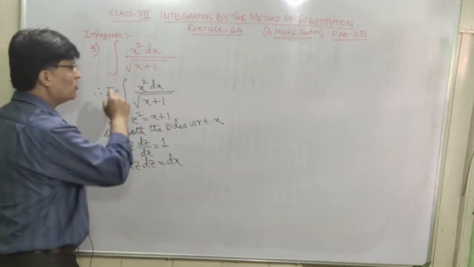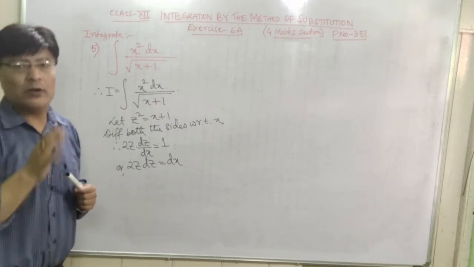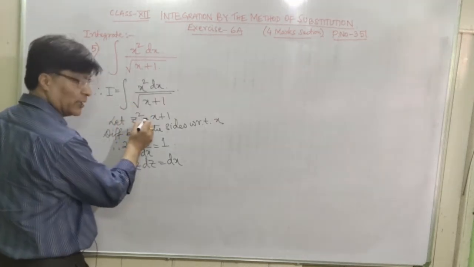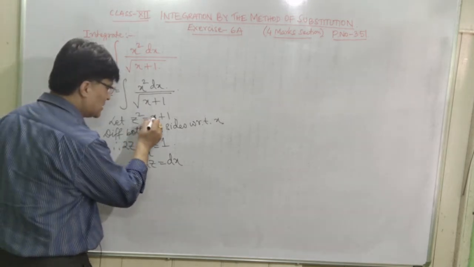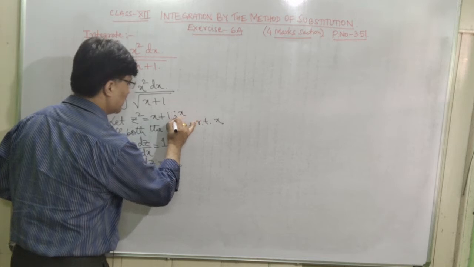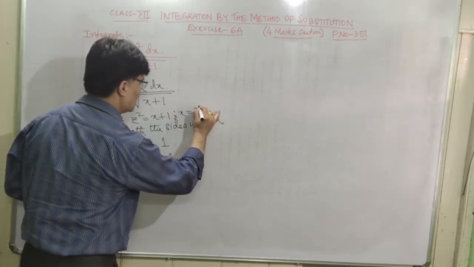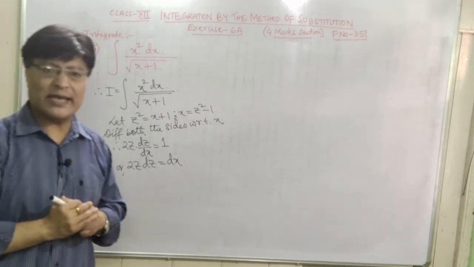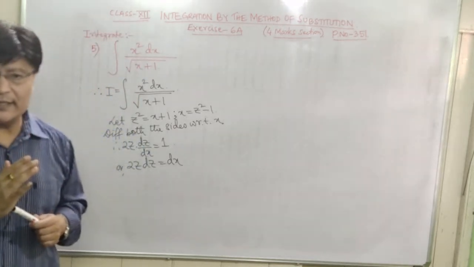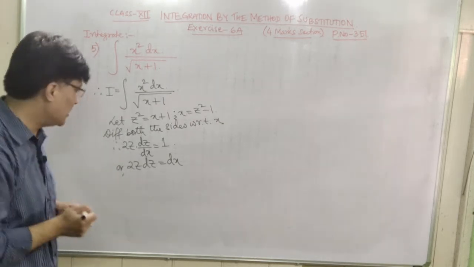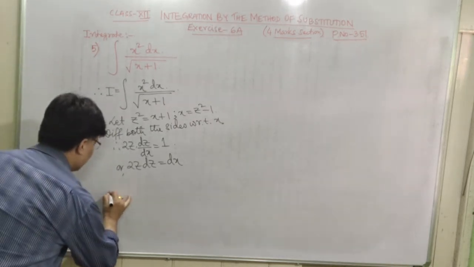But what will you do with this x square? Here also we can put the value for x from here. Let us express this x in terms of z. So what is the value for x? X is equal to z square minus 1. So let us put the value here.